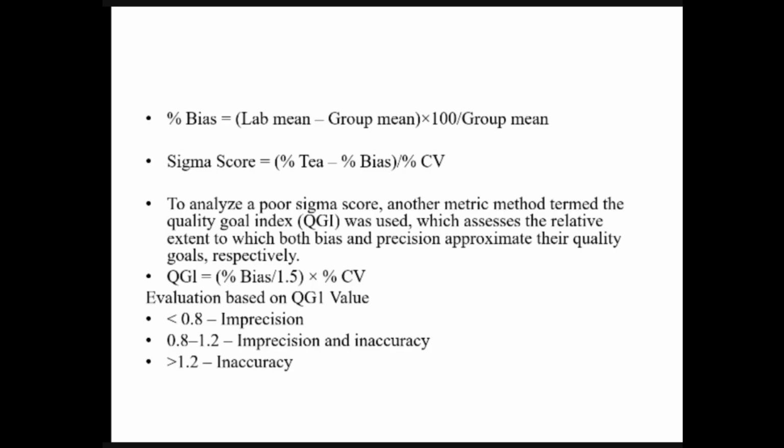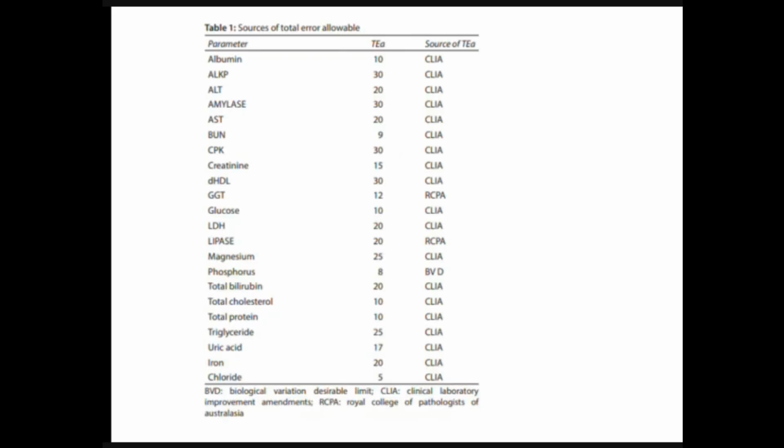Now we have to understand that for sigma score, we need a percent total allowable error, one thing. And second is that the quality goal index will be used only if there is a poor sigma score. What we considered is if the sigma score is less than 3, that is a poor sigma score, then only the quality goal index has to be used. So let's go to the next slide.